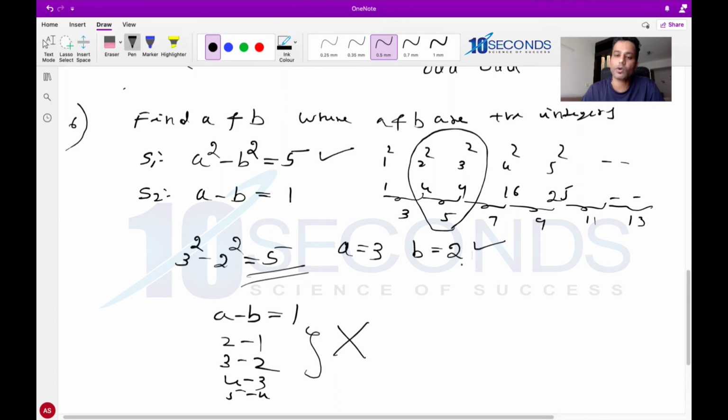Using statement 1, the question can be answered. The question can be answered using one of the statements, but cannot be answered using the other statement alone. So it is option A. Option A it is. So this is how you need to approach data sufficiency.